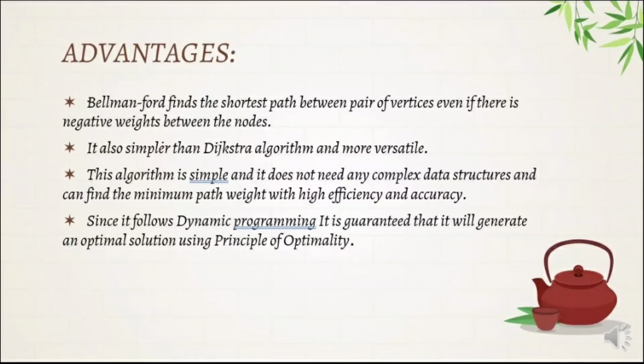Advantages of Bellman-Ford algorithm. Bellman-Ford finds the shortest path between a pair of vertices even if there are negative weights between the nodes. It's also simpler than the Dijkstra algorithm and more versatile. This algorithm is simple, it does not need any complex data structures, and can find the minimum path weight with high efficiency and accuracy. Since it allows dynamic programming, it is guaranteed to generate an optimal solution using the principle of optimality.